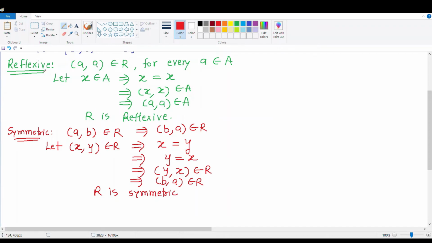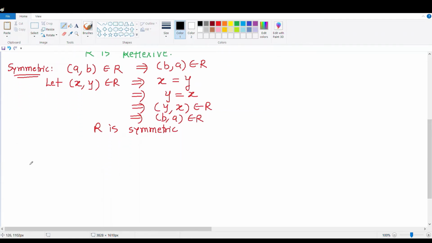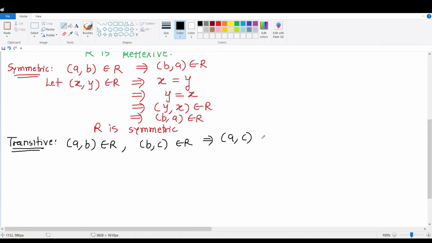Okay, so we showed that it is reflexive. We showed that it is symmetric. Now we need to just work on transitive. The definition of transitive is what? If you got (a, b) in R and you got (b, c) in R, then you must have (a, c) in R. So let (x, y) belong to R and let (y, z) belong to R.